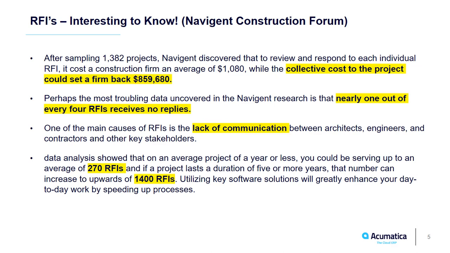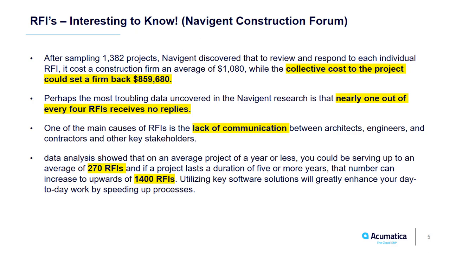Here are some interesting facts regarding RFIs. Navigant Construction Forum conducted a sampling of approximately 1,400 projects, and they discovered that to review and respond to each individual RFI, it costs a construction firm an average of $1,080, and that represents a collective cost to the project of approximately $860,000.